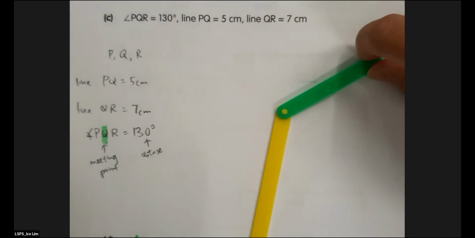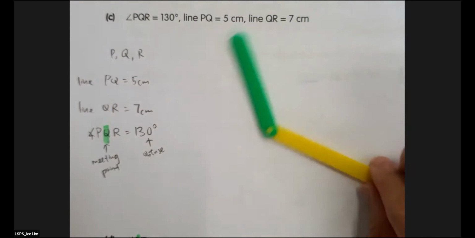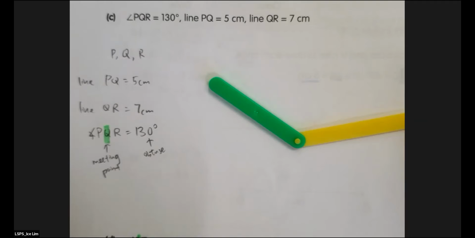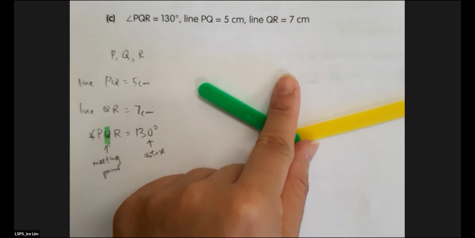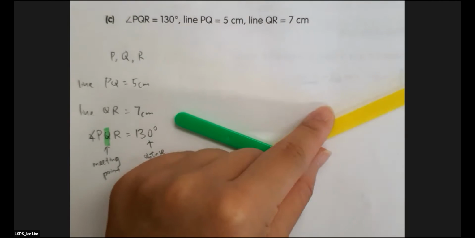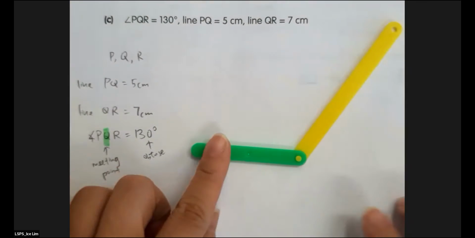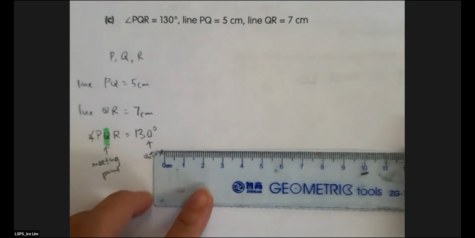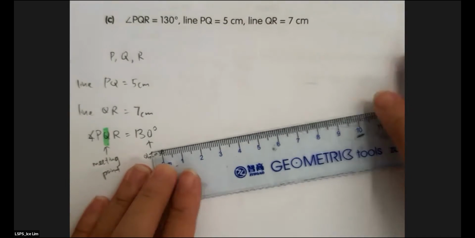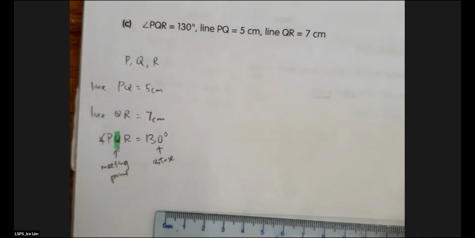I can draw it like this. I can draw it like this, also can. But I need to make sure that the measurement is correct. Okay, so I can draw PQ first. 5 centimeter, the shorter one. So if I use this as an idea, 5 centimeter and then 7 centimeter. So something like this.